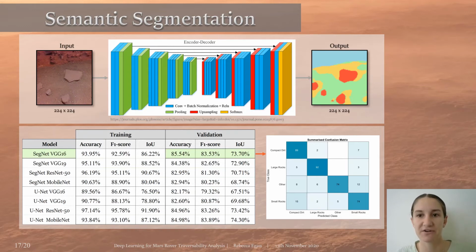The model is trained over 50 epochs, yielding a training accuracy of 93.95, a validation accuracy of 85.54, an F1 score of 83.53, and an intersection over union of 73.7. The summarized confusion matrix of the trained model on the testing dataset is shown, with the strength of the diagonals indicating its success in identifying compact dirt, large rocks, and small rocks as required.